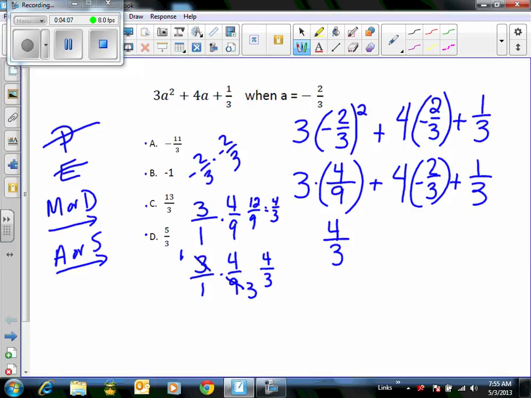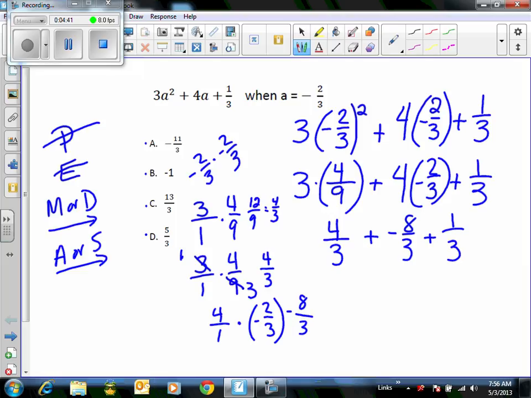Now I have 4 times negative 2/3. So I'm going to say 4 over 1 times negative 2 over 3. There's really no cross-reducing I can do. So I'll say 4 times 2, and I'll get 8. And 1 times 3 is 3. And I want to make sure that's a negative 8/3. So 4/3 plus negative 8/3 plus 1/3.